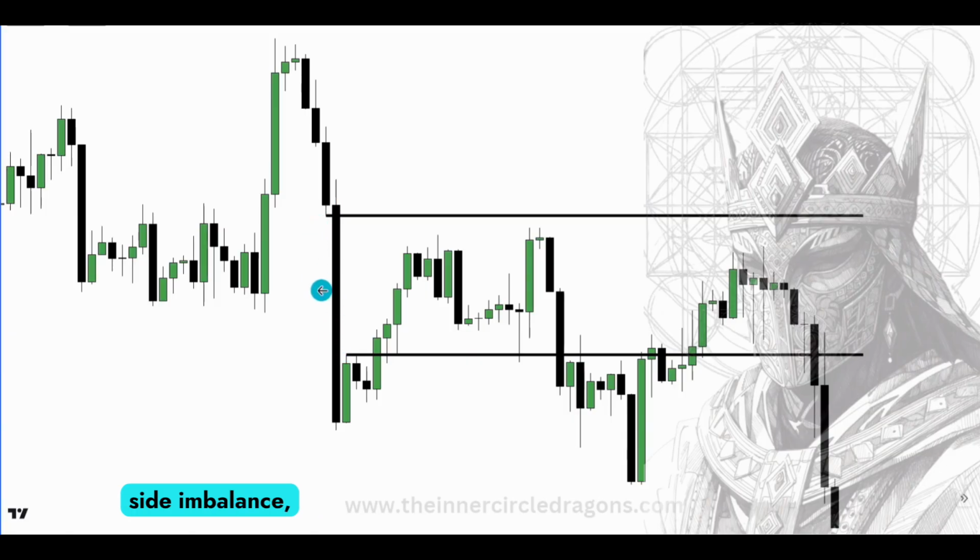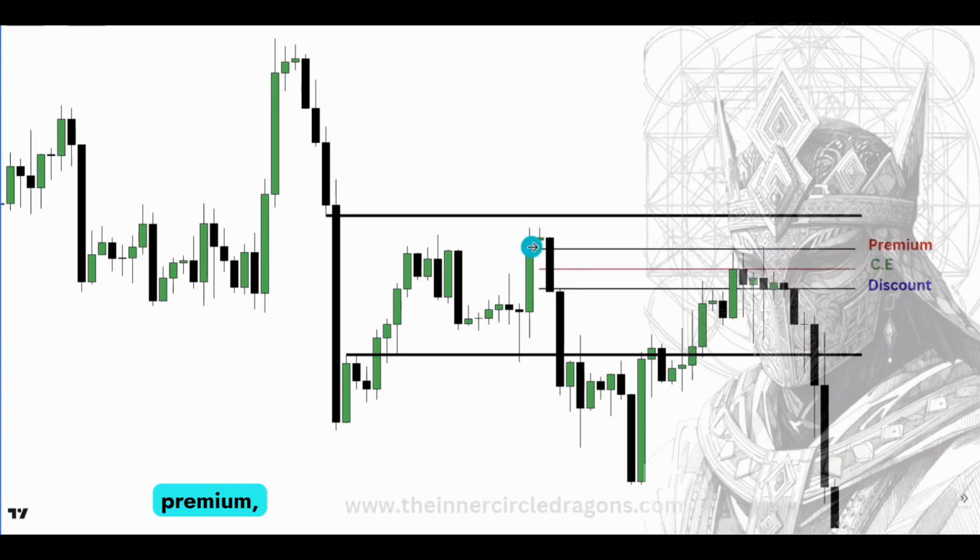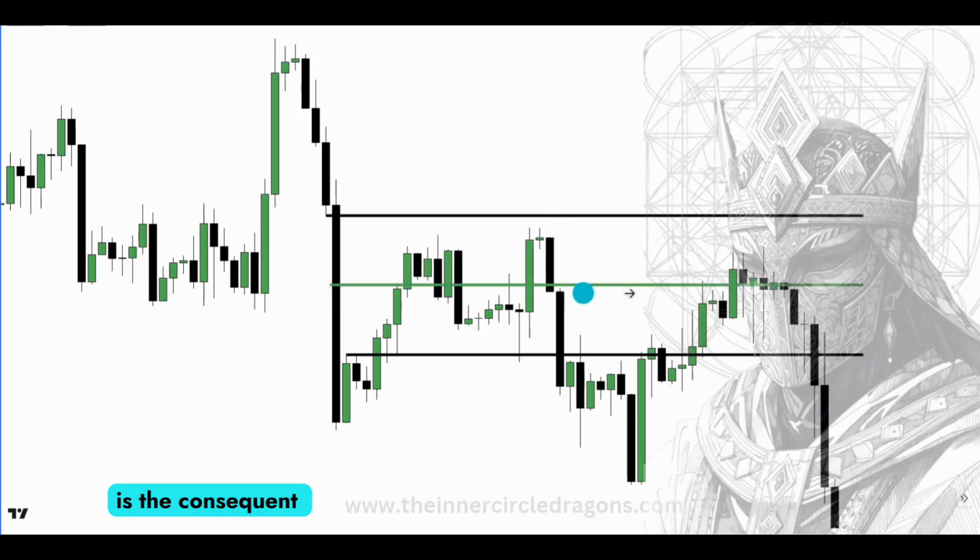Inside of this sell side imbalance, we also have a smaller sell side imbalance. Now again, this sell side imbalance can be divided into a premium, a discount, and a consequent encroachment. If you look closely, you can see here the bodies again telling the story. They are failing to close back above the consequent encroachment of this sell side imbalance after we have already seen a rejection from this area. Again, this green line is the consequent encroachment or the midpoint between the premium high and the discount low of this sell side imbalance.